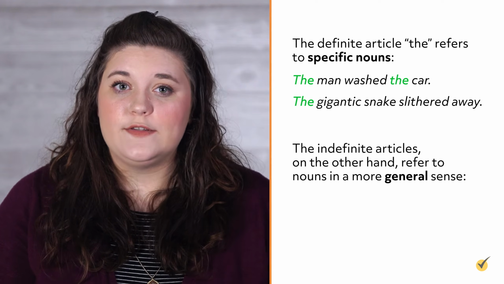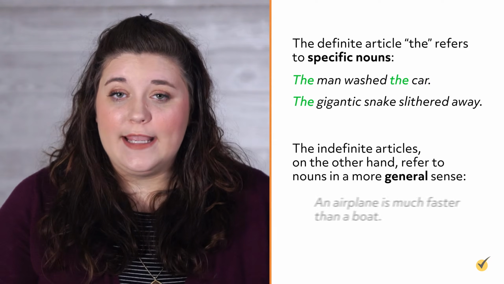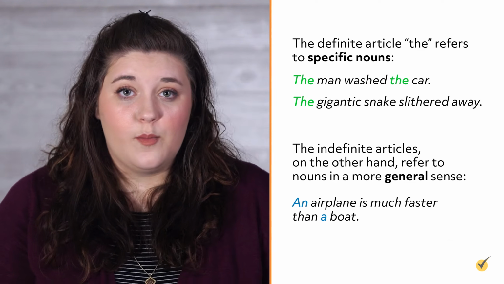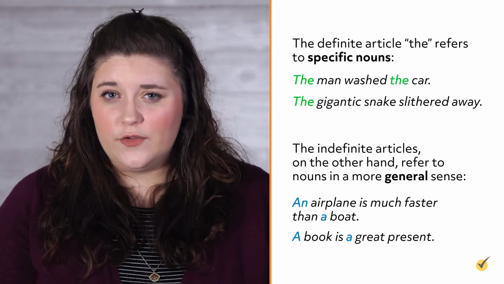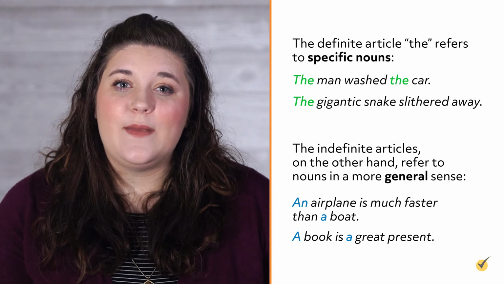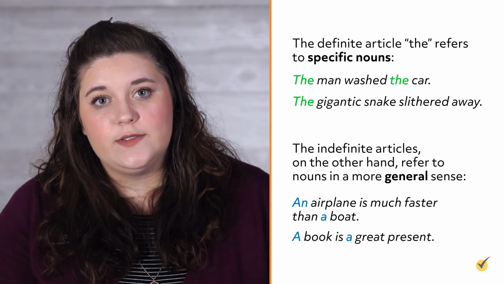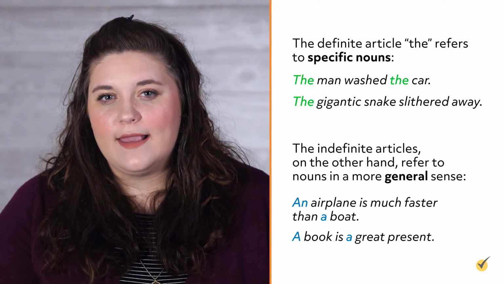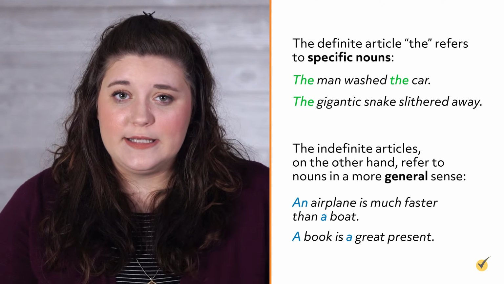The indefinite articles, on the other hand, refer to nouns in a more general sense. An airplane is much faster than a boat. A book is a great present. In this first sentence, there is no particular airplane or boat being referred to. Instead, the first sentence is making a general claim about the speed of airplanes as compared to boats. In the second, we're not talking about a specific book, just the general idea that books make for good presents.